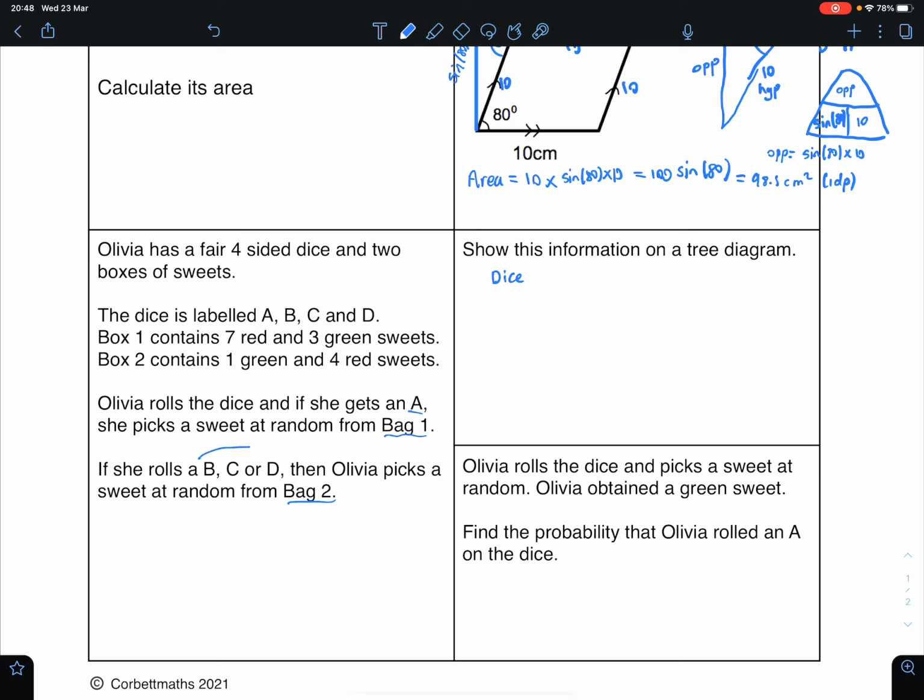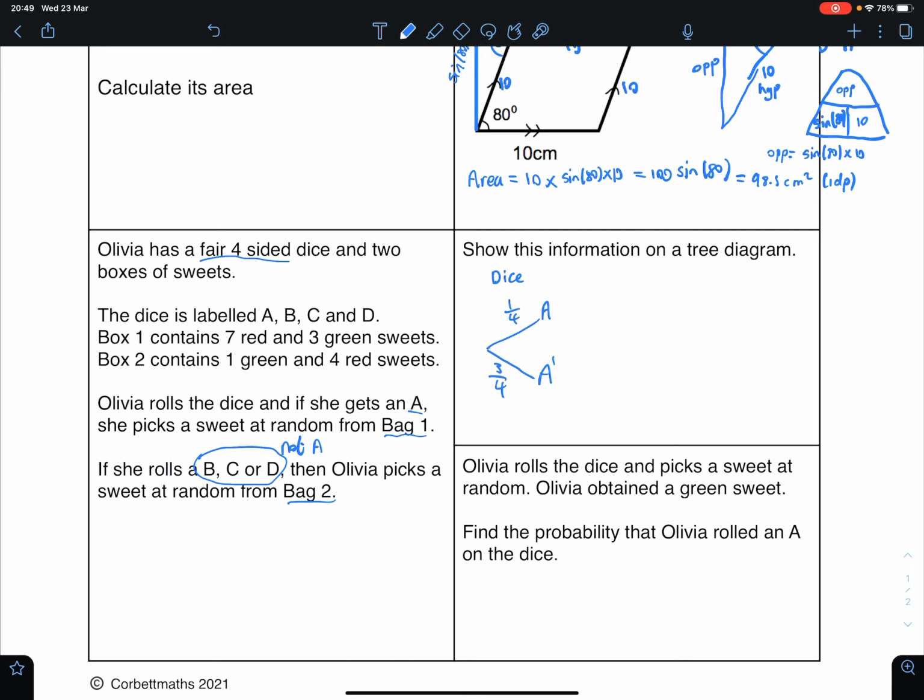Now we can replace this BCD as simply not A, because that is what it is, isn't it? So we've got A and we've got not A. So A complement, the dash. The probability of her getting an A, because it's a fair four-sided dice, so each letter is equally likely, it's a quarter versus 3/4.